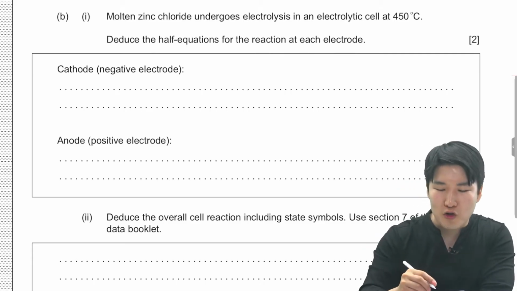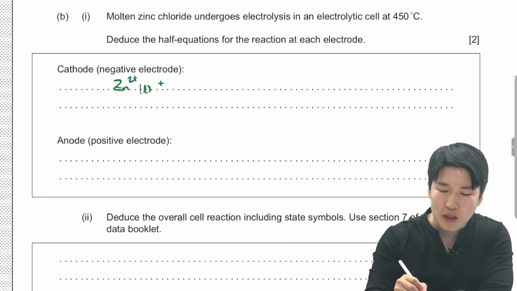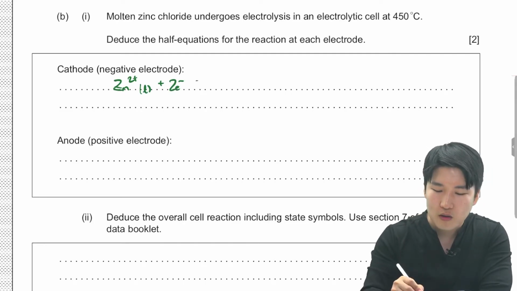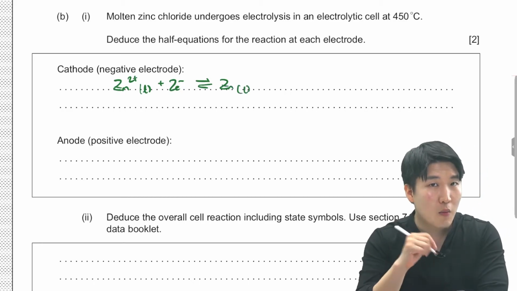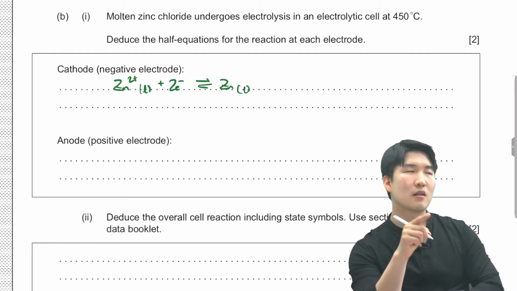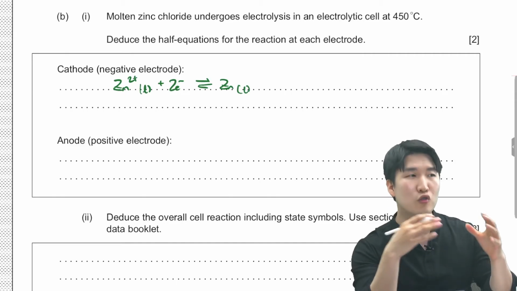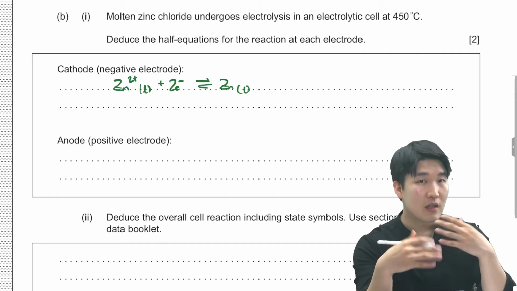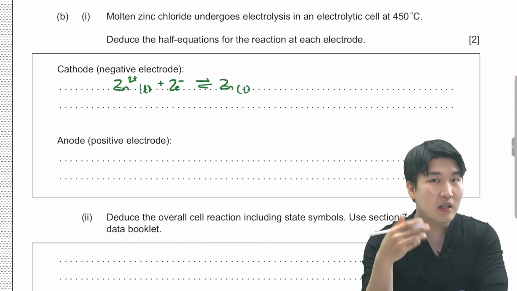Cathode will be attracting our zinc 2+ ions. Zinc 2+ liquid will be gaining electrons, specifically 2 electrons, to become zinc liquid? That one I'm not so sure. Why? Because zinc will have quite a high melting point, being a metal, and due to the nature of metallic bonding, zinc is likely to be a solid if the melting point is higher than 450.